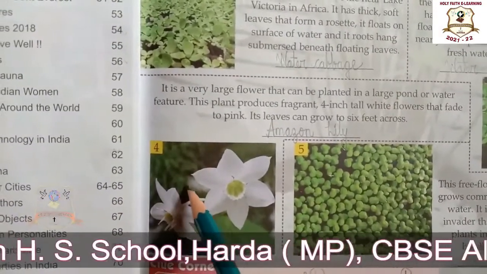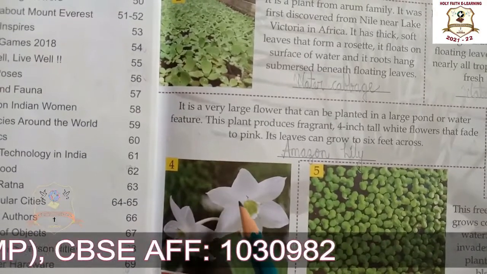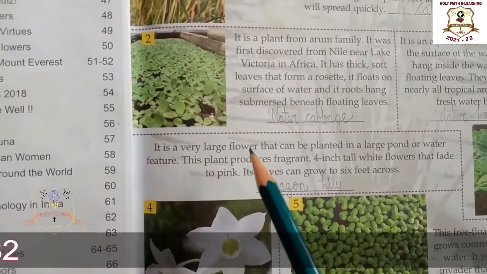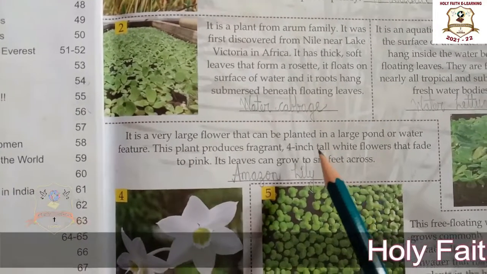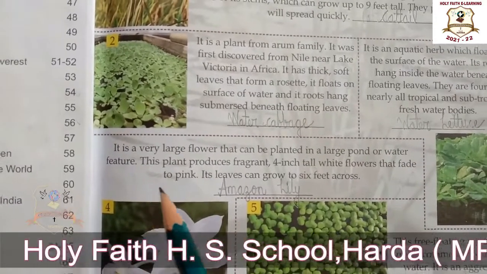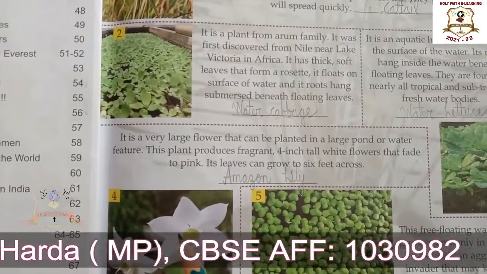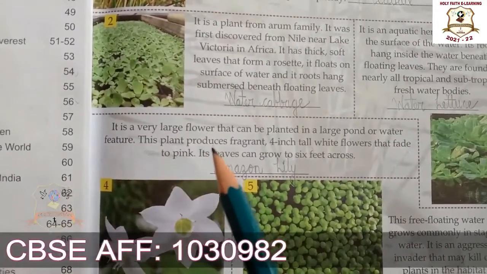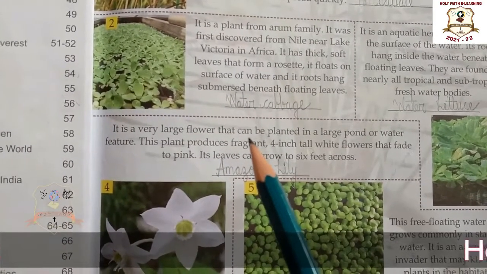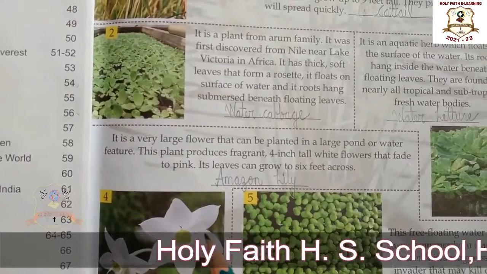Picture number 4. Here we have a very nice flower. It is a very large flower that can be planted in a large pond or water feature. You all are able to see this picture now. This plant produces fragrant flowers. What is the meaning of fragrant? Good smell. The flower is 4 inches tall.